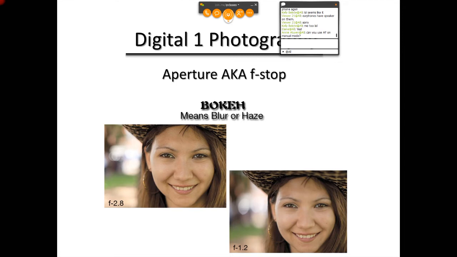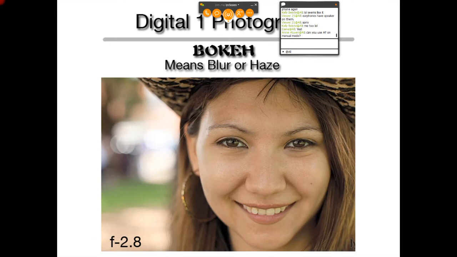So my aperture is wider, so therefore my depth of field shrinks even more. So I've got a very shallow depth of field using an f1.2 lens. When you get into those lower numbered lenses, f1.8, f1.2, you get what's called a bokeh effect, and it means blur or haze. It's a Japanese word. So you're getting a little bit more of a creamier look in the background, the lower f-stop that you go.